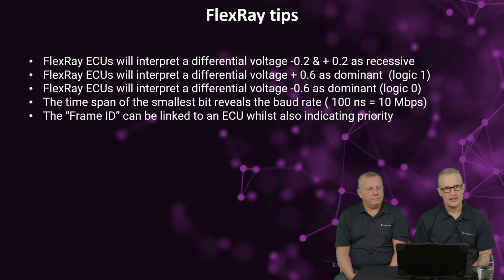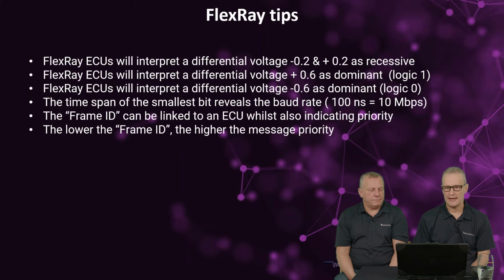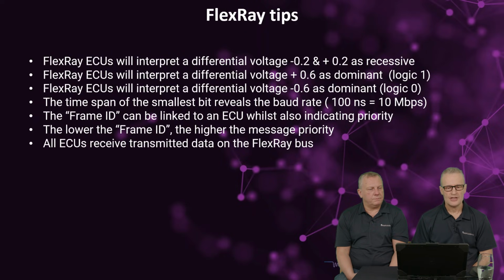The frame ID can be linked to an ECU, whilst also indicating priority. The lower the frame ID, as with CAN, the higher the message priority. All ECUs receive transmitted data on the FlexRay bus. Whether it's relevant to them or not, they will receive the message.